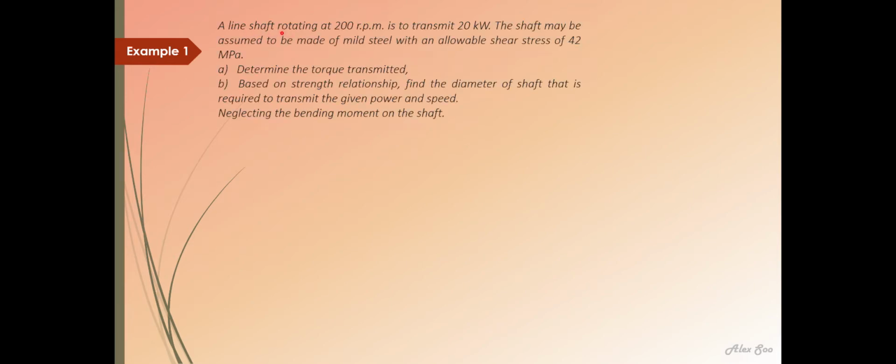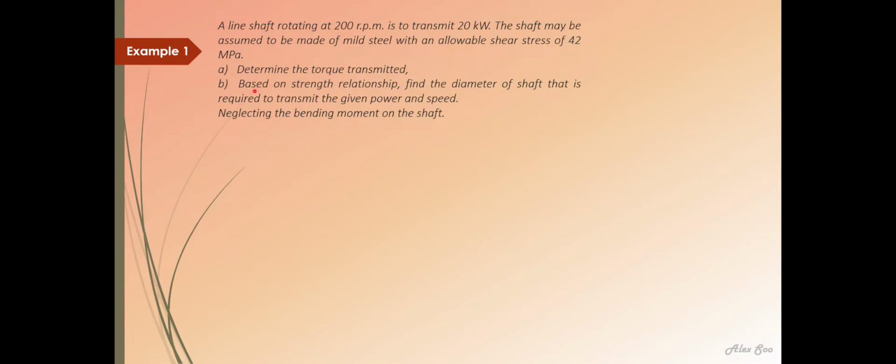A line shaft rotating at 200 RPM is to transmit 20 kilowatt. The shaft may be assumed to be made of mild steel with an allowable shear stress of 42 megapascal. Now determine or find the torque transmitted.